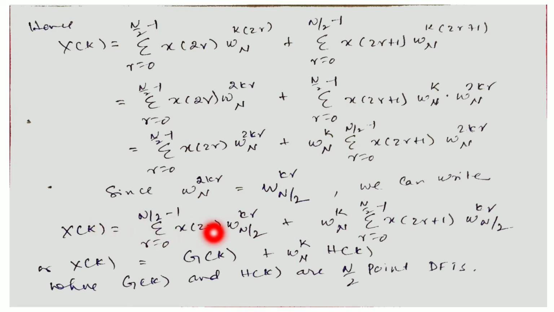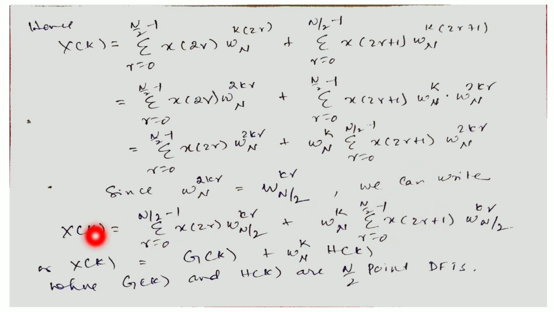Whereas here, when we come to this particular term, the limits are between 0 to n by 2 minus 1. That means there are totally n by 2 number of terms here. So this refers to an n by 2 point DFT. Similarly, the second term also, the limits are varying between 0 to n by 2 minus 1. Again, we have n by 2 number of terms here. So this is also an n by 2 point DFT.